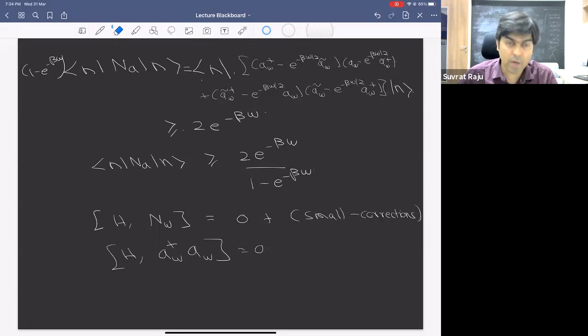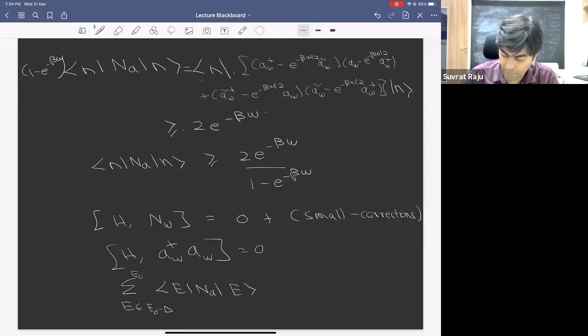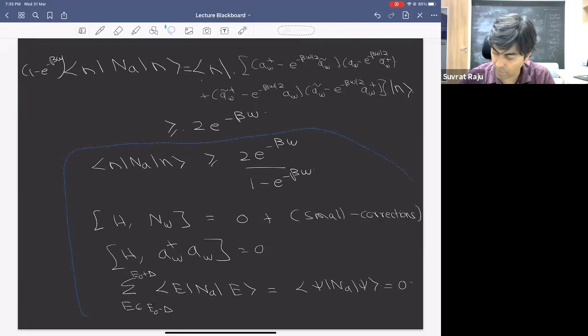Okay. But now let us compute the trace of the infalling number operator in this energy band. Okay, so let's compute the trace, or the sum over E, where this E is in some energy band. Okay. And this, of course, we proved is equal to the expectation value of the number operator in a typical state, and therefore we expect that this trace should be 0. Okay. Let me just show you how these things lead to a contradiction.